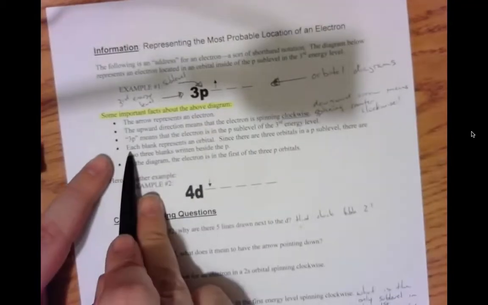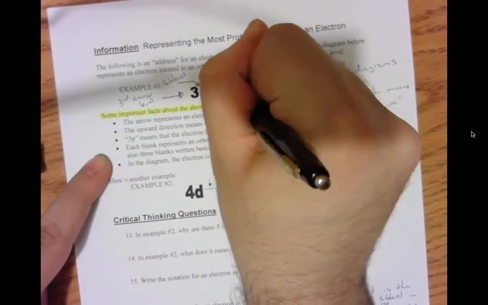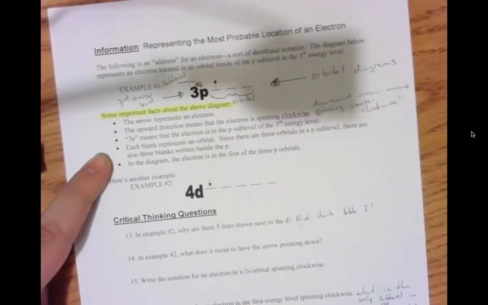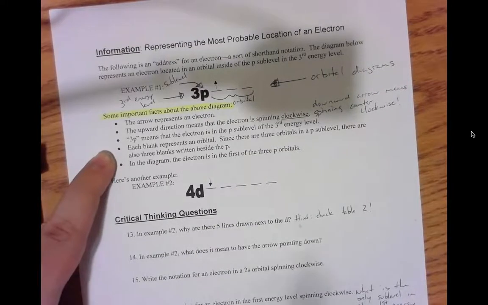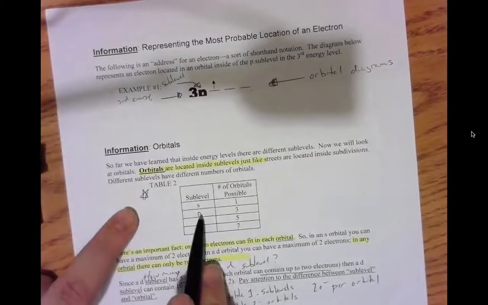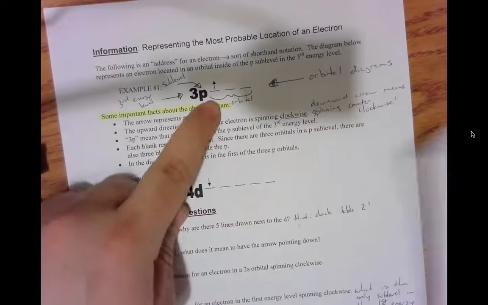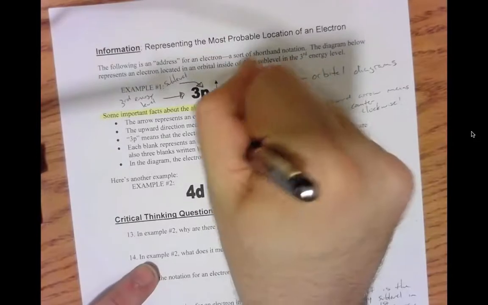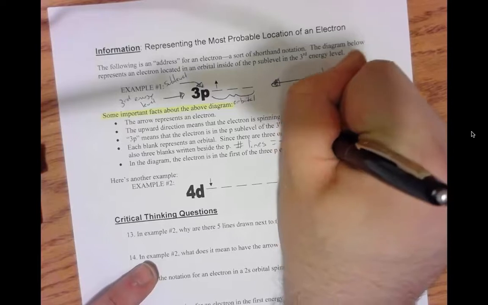Now we can move on to the second to last bullet. So each blank represents an orbital. So these represent orbitals. So you will have as many lines as you have orbitals. So that's what we see right here. If we look at trusty old table 2, we see that the p sublevel has 3 orbitals. So we have 3 lines. So the number of lines equals the number of orbitals.